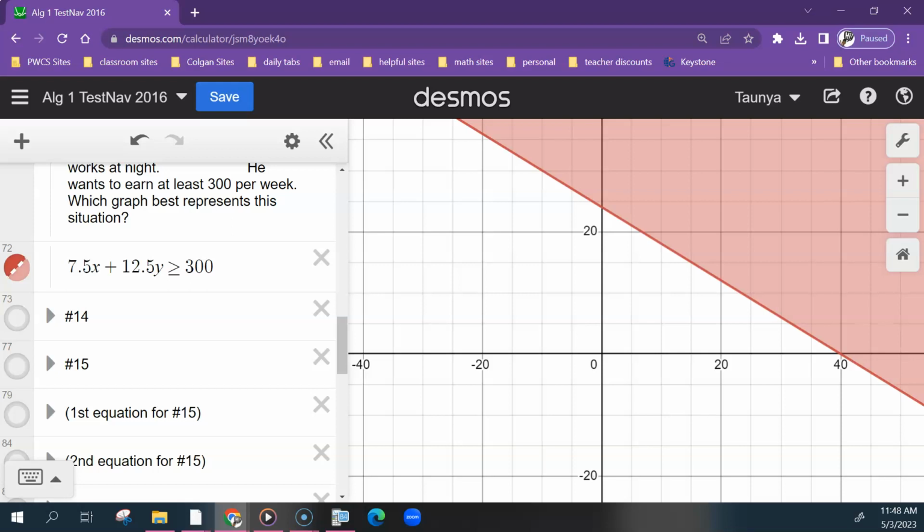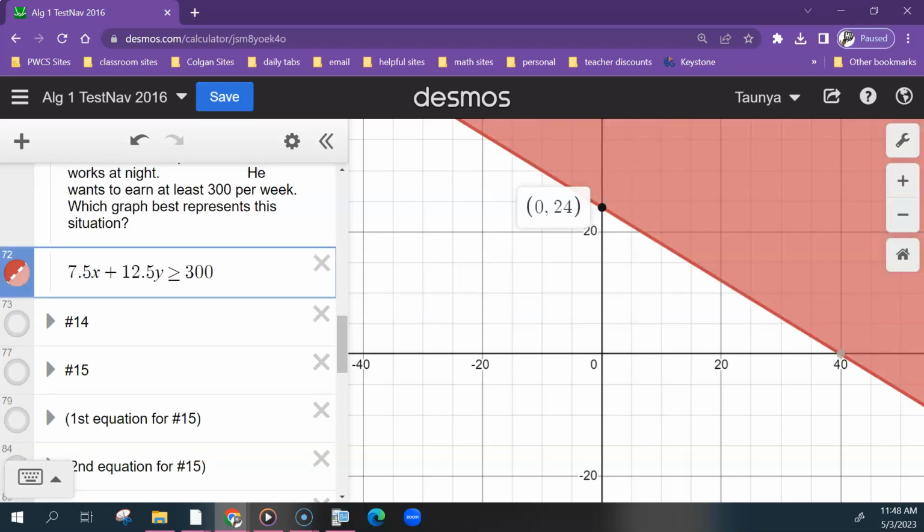And if you graph that, it would look something like this. And how we know what the answer is, look at the type of line and where these intersect the x and y axis. So C would be your answer. Questions on that?